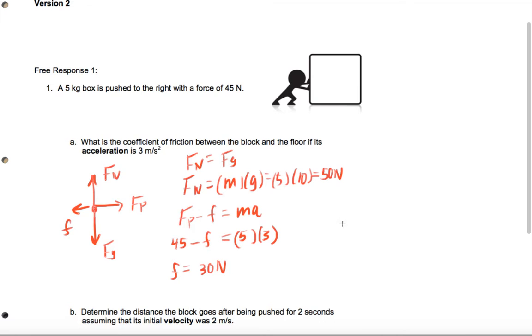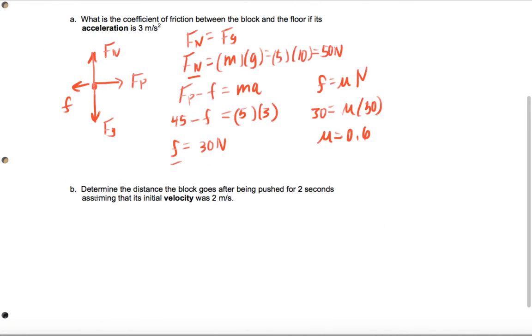Based on this, let's go ahead and get the coefficient of friction. I know the normal force, I know the friction. I can now use the fun formula. Friction is mu times n, so I have 30 equals mu times 50. And so for mu, I'm getting 0.6.